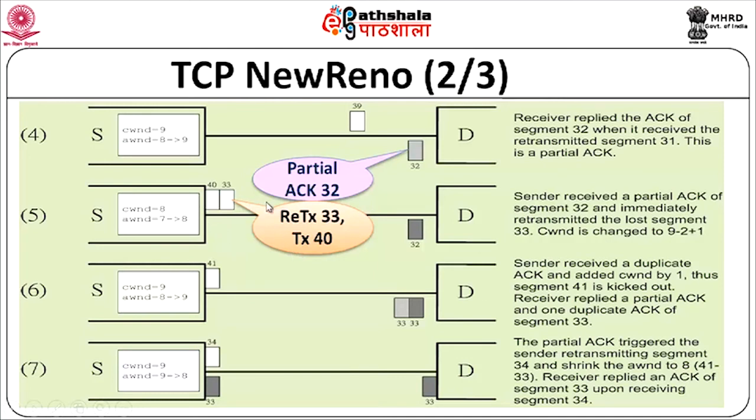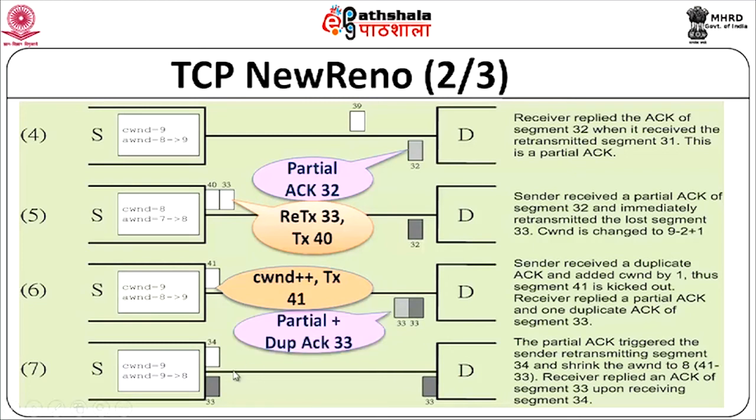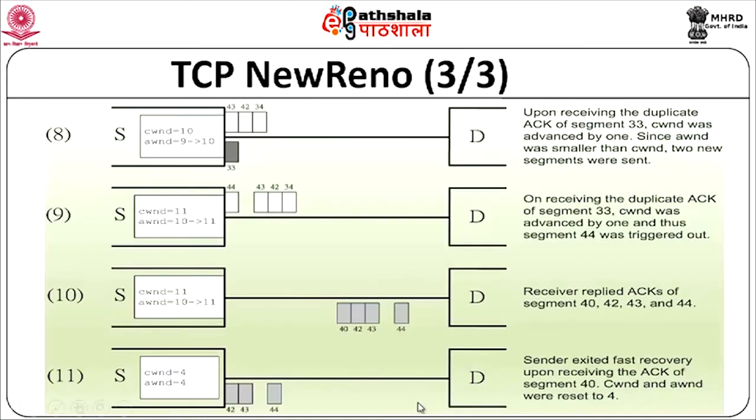Now when I get an acknowledgement for 33, I get 2 more duplicate acknowledgements for 33 because I have transmitted 2 packets. Again, you're able to increase your congestion window size, you're not out of fast recovery, and you transmit 41. When you get a duplicate acknowledgement for 33, you will now transmit 34. The moment you transmit 34, all the lost packets have been retransmitted. You will also be able to increase your window size by 2 more packets. You will send 42 and 43 as well.